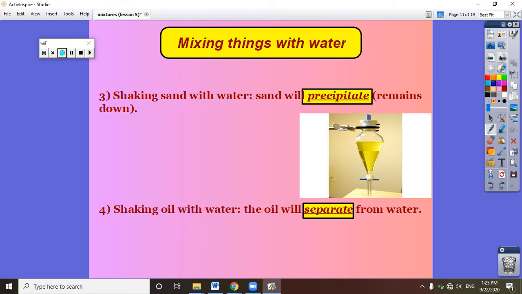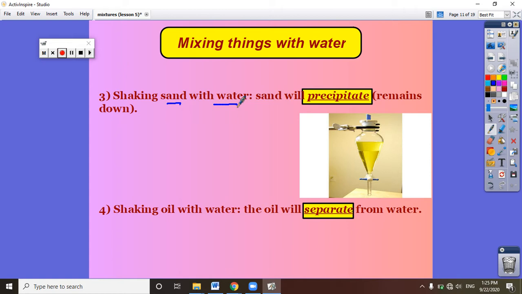If I make a mixture of sand and water, a solid-liquid mixture, how can I make it? By shaking and stirring, very good. I will make a mixture of sand and water by shaking or stirring. What will happen?